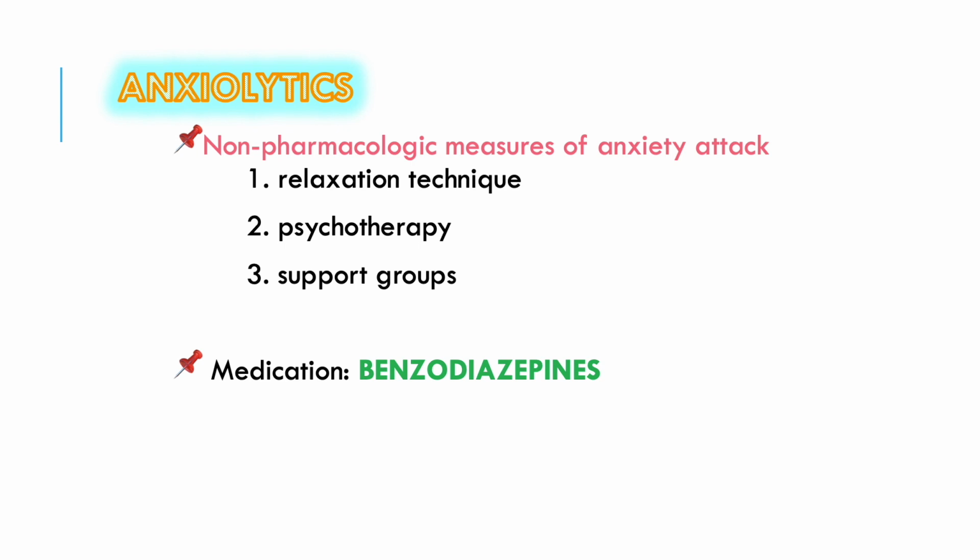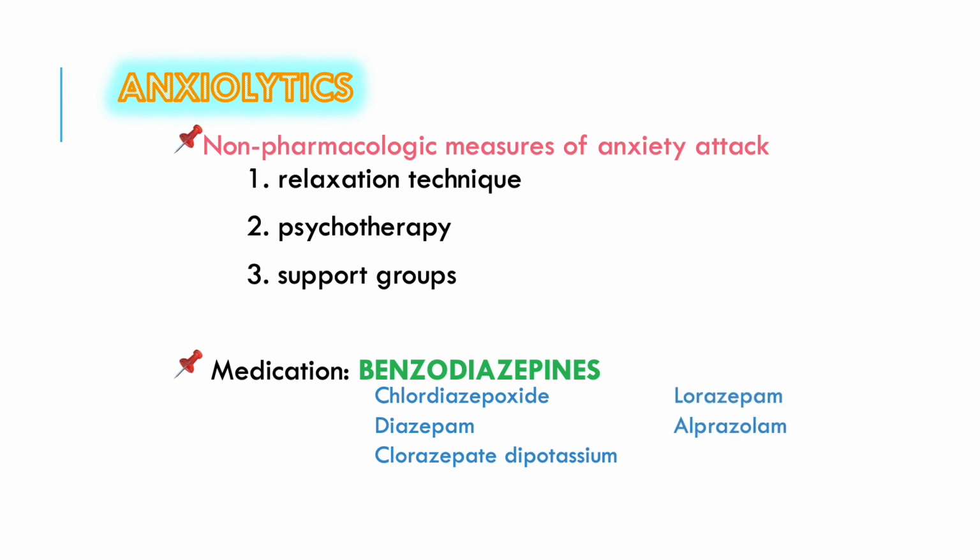Most of the benzodiazepines are used mainly for severe or prolonged anxiety. Examples of benzodiazepines include chlordiazepoxide, diazepam, clorazepate dipotassium, lorazepam, and alprazolam. The most frequently prescribed benzodiazepine is lorazepam. Many of the benzodiazepines are used for more than one purpose.